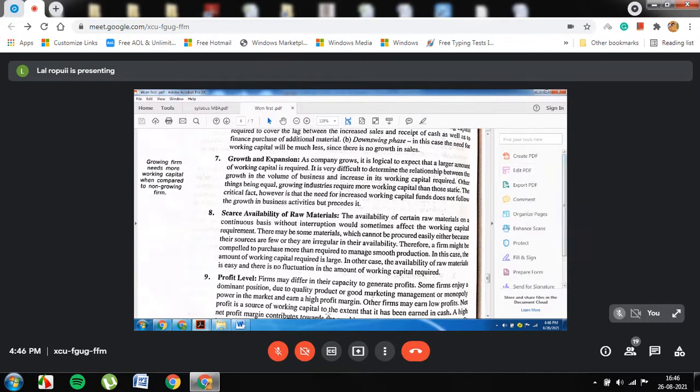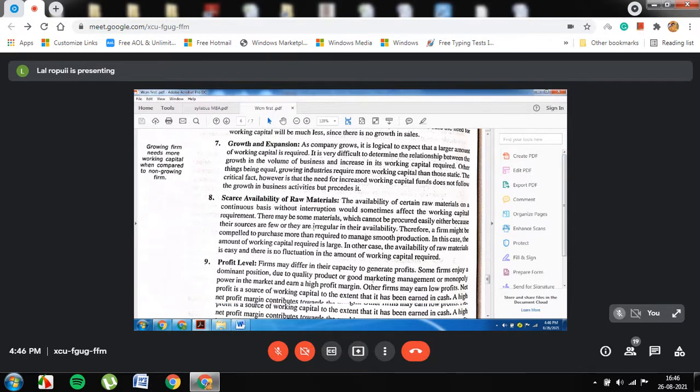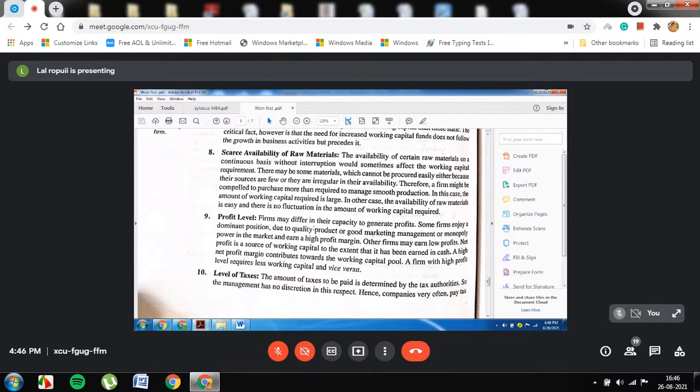Then scarce availability of raw materials. If your business depends upon scarce raw materials which you cannot find easily, then when there are some stocks of those scarce raw materials, you need to have a good stock of them. So for that you need a large amount of working capital, to get your raw materials on time.